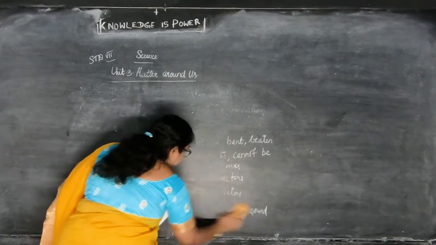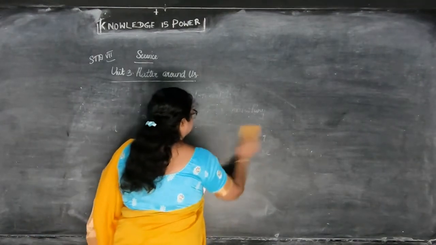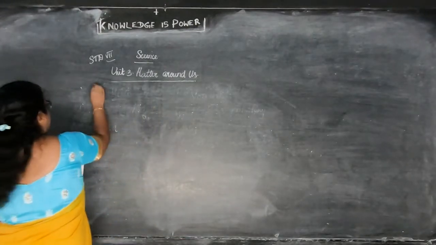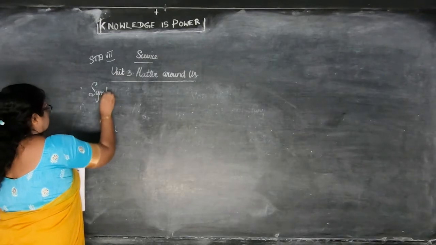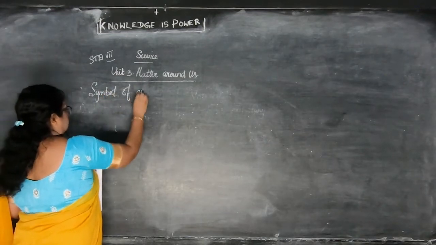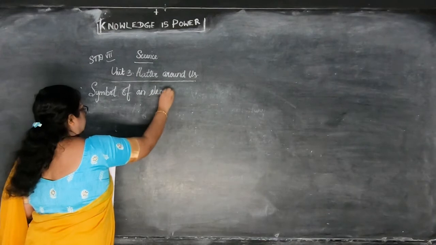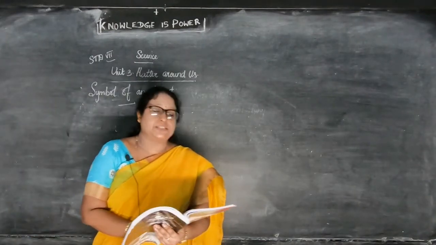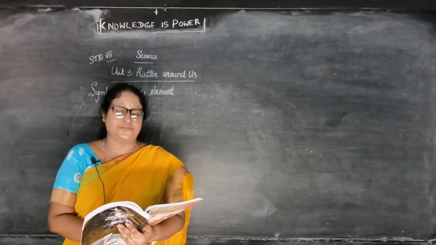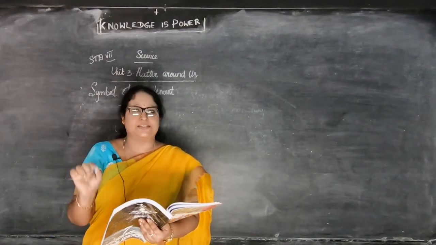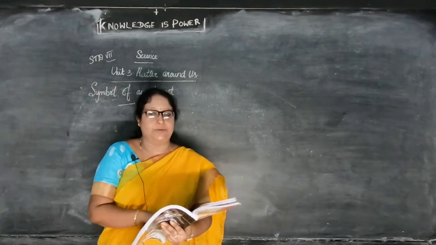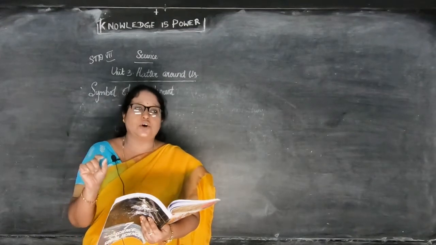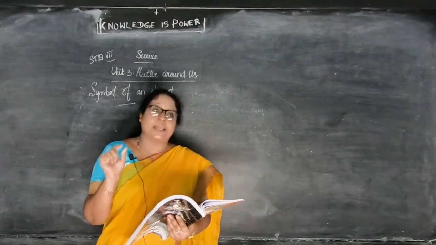So next is the symbol of an element, children. After the differences, we are going to see the symbols of an element now. So what is a symbol? A symbol is an abbreviation, or the short form, or the representation of a chemical element. A symbol means a short form, an abbreviation.